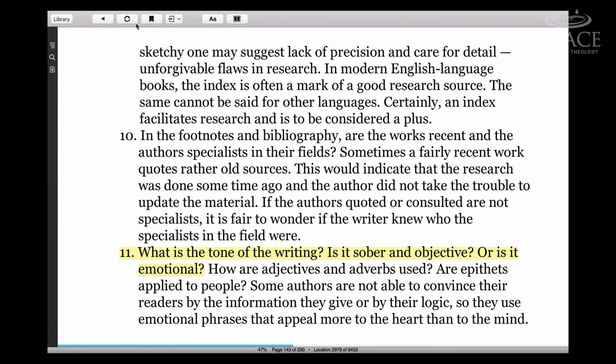And number 11, what is the tone of the writing? Is it sober and objective, or is it emotional? If it's emotional, then it's probably safe to say this is not an appropriate source for your paper. We are looking for sober, objective facts. We're not really looking for articles that are attacking or defending in a polemic sort of way.